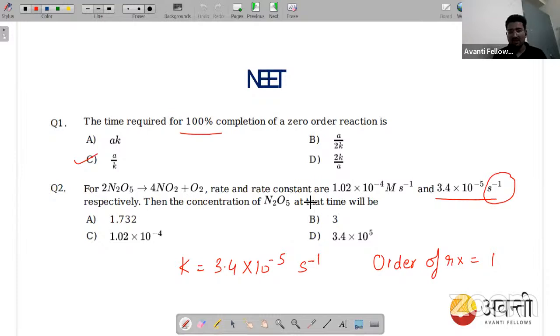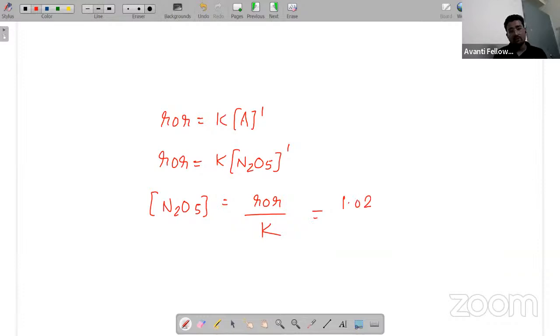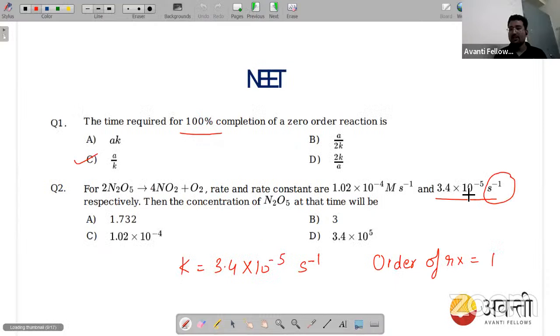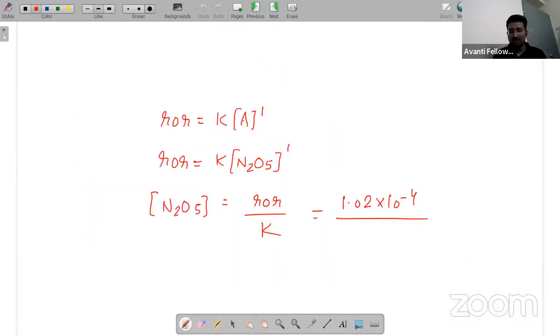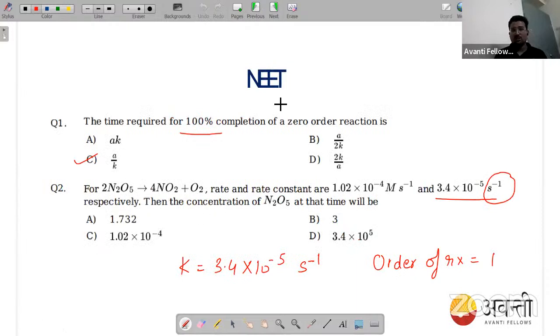The rate of reaction is 1.02 into 10 to the power minus 4, divided by the rate constant, that is 3.4 into 10 to the power minus 5. Now you all can solve this question and you will get the answer as approximately 3. Is that clear? Anyone in doubt? So we get the answer as 3. Now check the answers. The concentration of N2O5 at the same time will be 3 only.